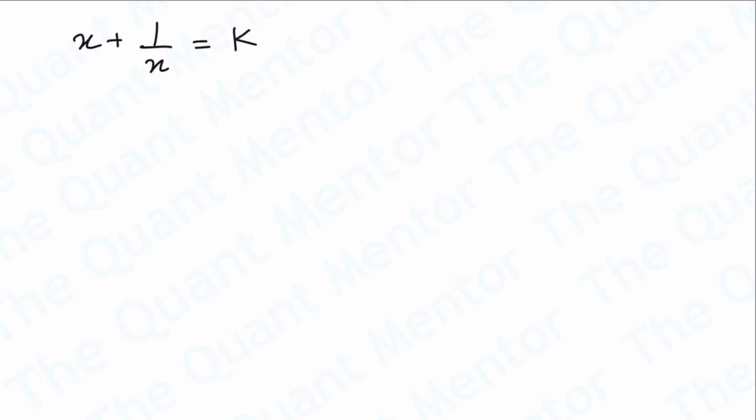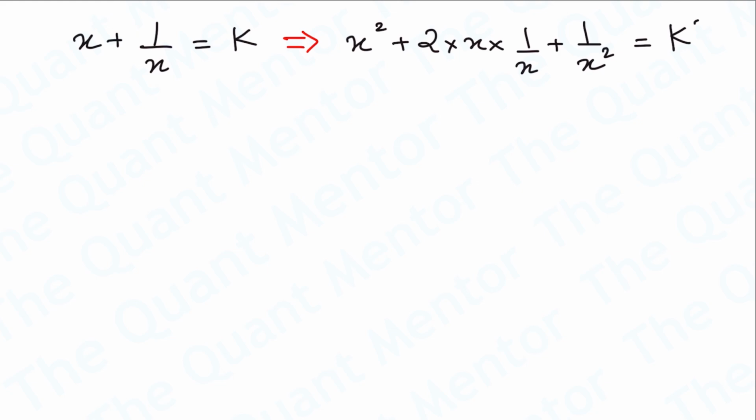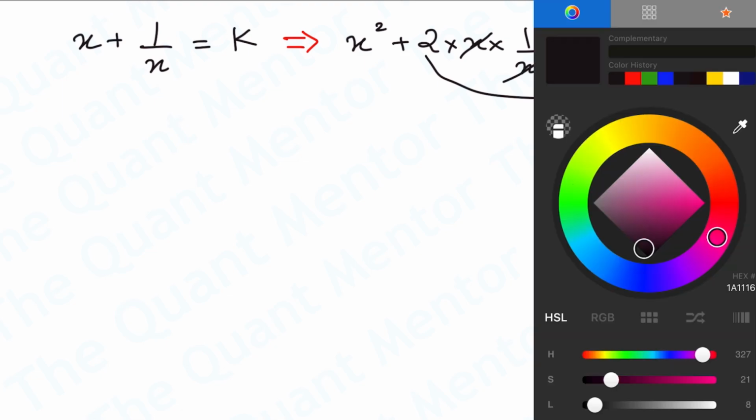Now what if I square both sides? On squaring both sides, I will get a square plus 2ab plus b square, and that should be equal to k square, right? X will get cancelled out, and we take 2 on the right hand side. So what do I get?